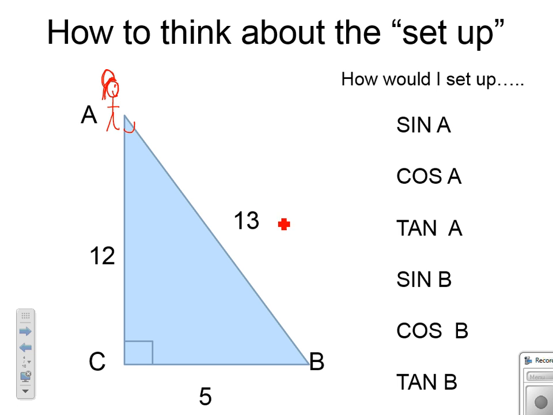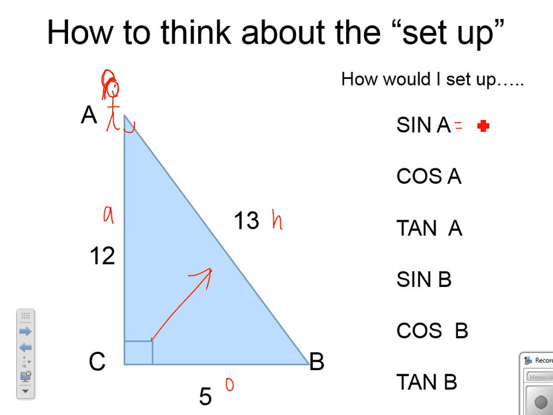And what that helps me do is decide what all these sides are. So if I'm standing here, this is the adjacent side. This is the hypotenuse because it's across from the 90-degree angle. And the one across from me is my opposite side.